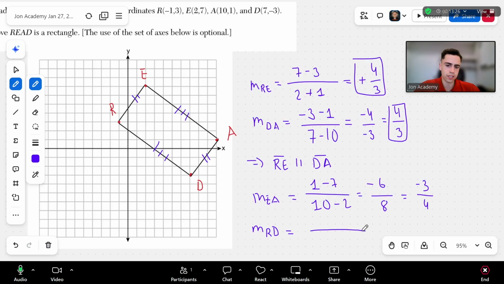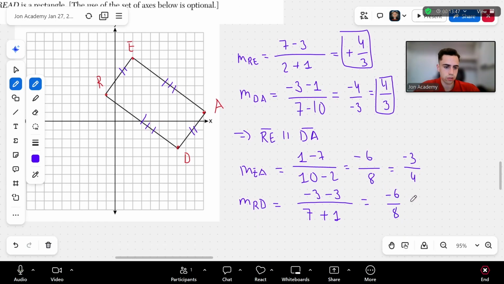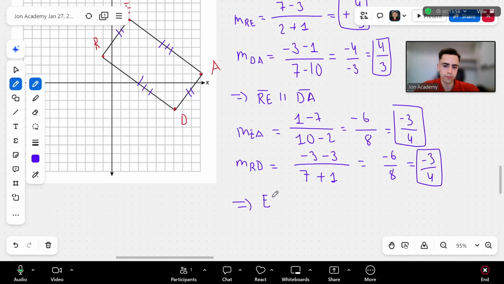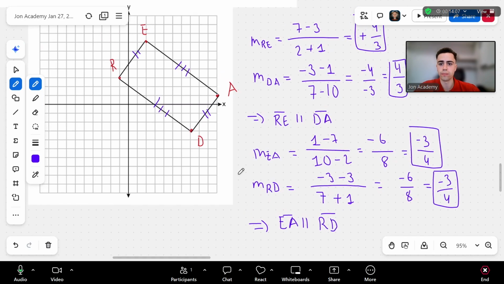So here the other one, RD, is going to be minus 3. We have minus 3 from the D, minus 3 again, and 7 minus 1 is going to be plus. So this is going to be also minus 6 over 8, and it's also minus 3 over 4. Therefore, both have the same slope, and that means both are parallel. So we can write again segment EA parallel to segment RD. So with that, we prove already the parallel sides between each other.